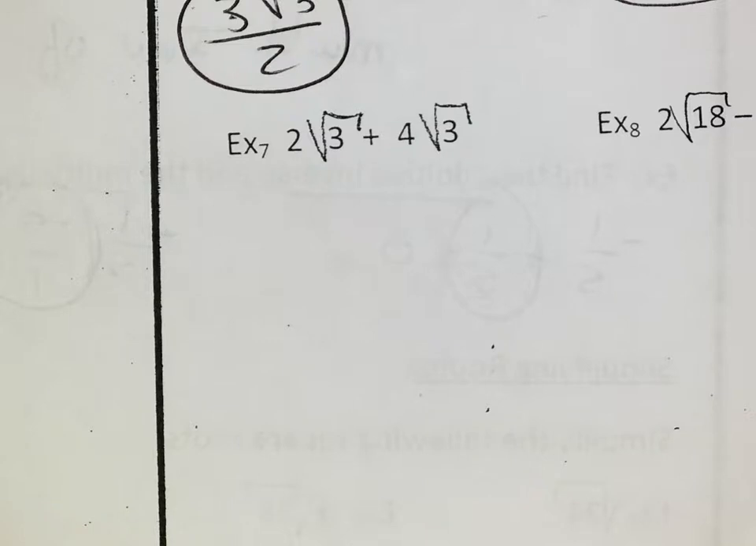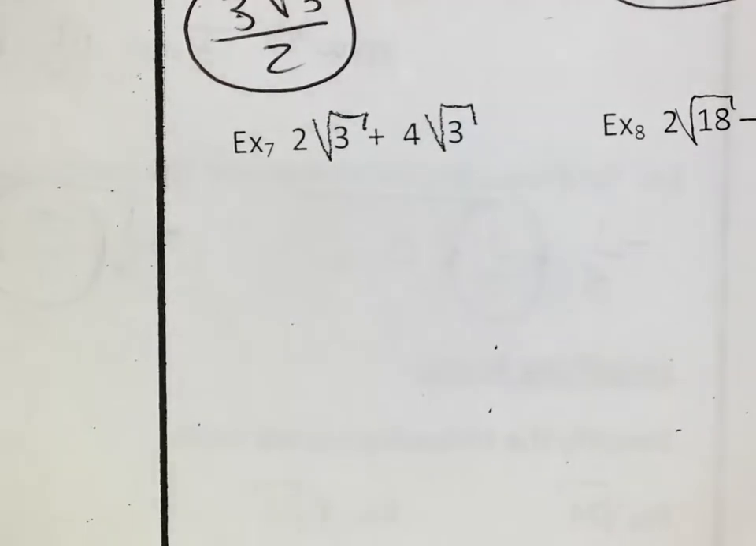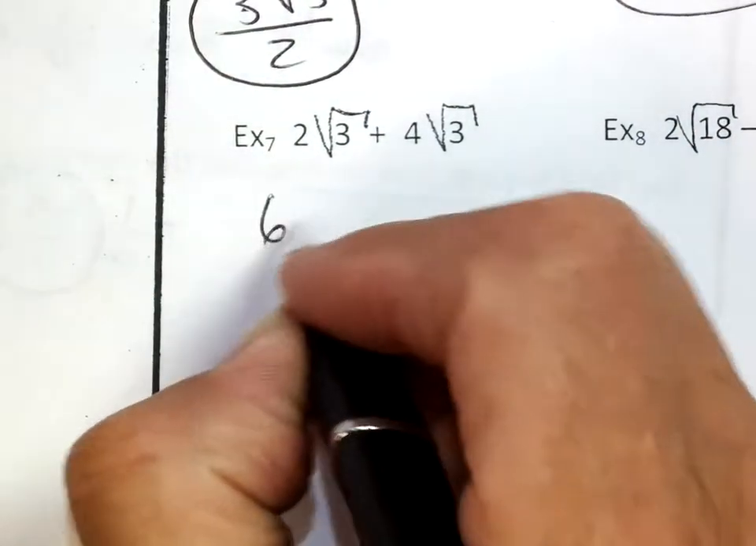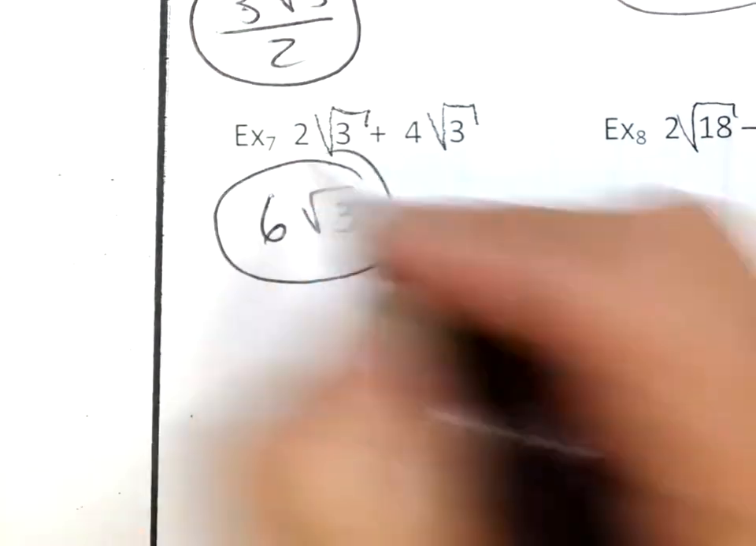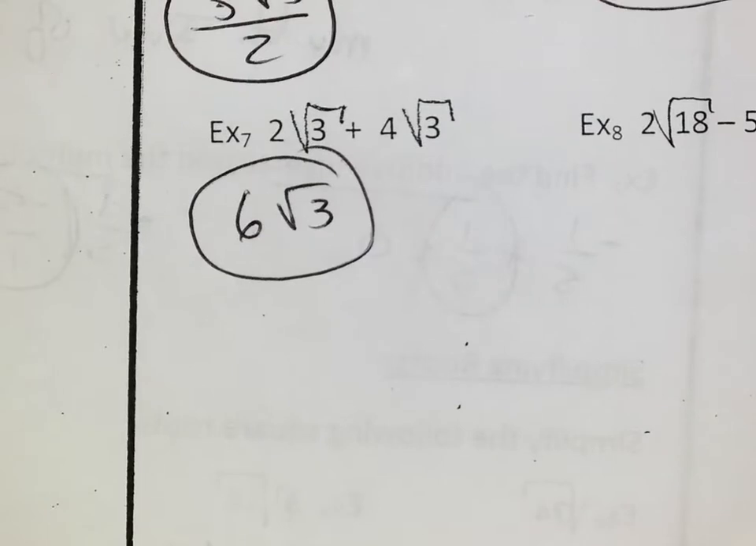I've got 2 square roots of 3 plus another 4 square roots of 3. So the question is, how many square roots of 3 do we have? Put them together. We got 2 plus 4 gives me a total of, so if they're the same square roots, add them. We just get 6 square roots of 3. Okay? Easy, right? So if you add them, they must be the same square root.